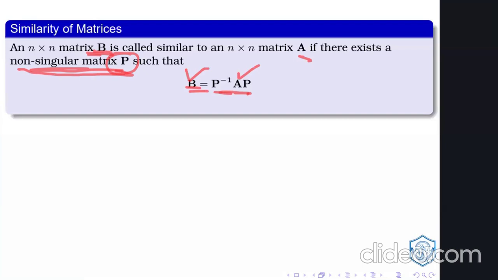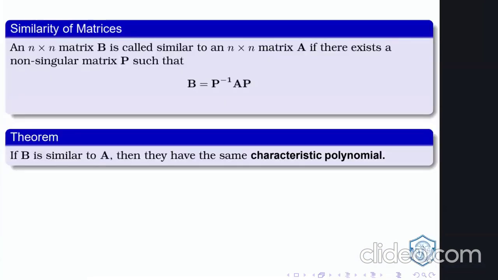Why are they similar? Because there are many similar properties. They will have the same determinant, the same trace, and the same characteristic polynomial. Since they have the same characteristic polynomial, obviously they will have the same eigenvalues, but the eigenvectors are definitely not the same. Eigenvectors are different, but the eigenvalues are same, because if the characteristic polynomials are same, then the roots are same. Many other characteristics are there. That's why these two matrices are called similar matrices, and this P is called the model matrix.